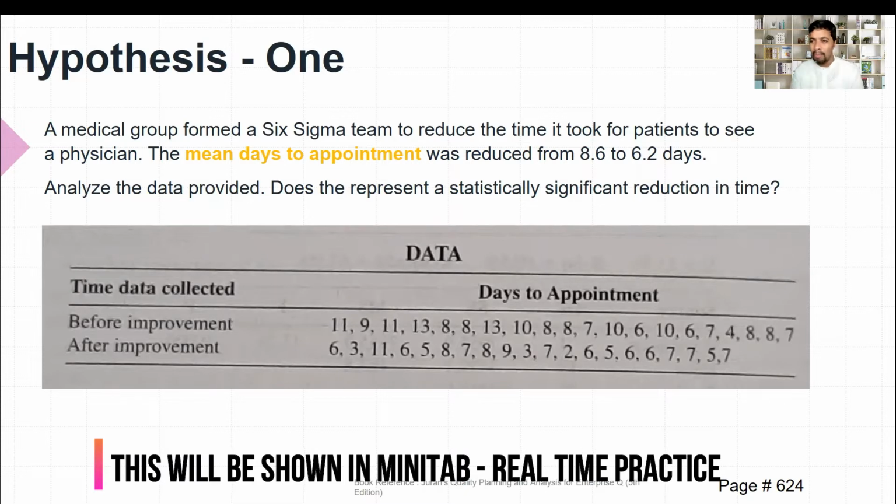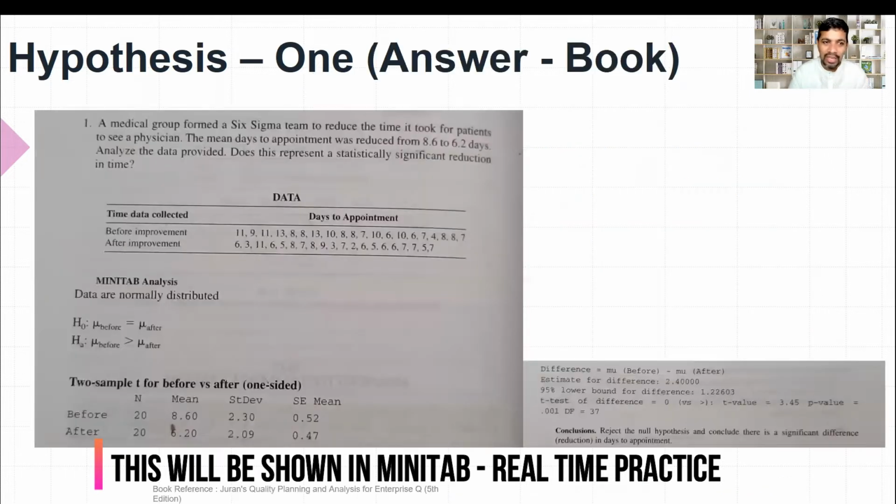So when you have that, apparently what you do is just take the average and find out, right? But there is a better way. That's where hypothesis comes in, right? I'm going to quickly show the answer, but the same thing will be done in Minitab. So this is the data set which we talked about, and the data are normal. There are two things: one is called the null hypothesis, and one is called the alternate hypothesis.